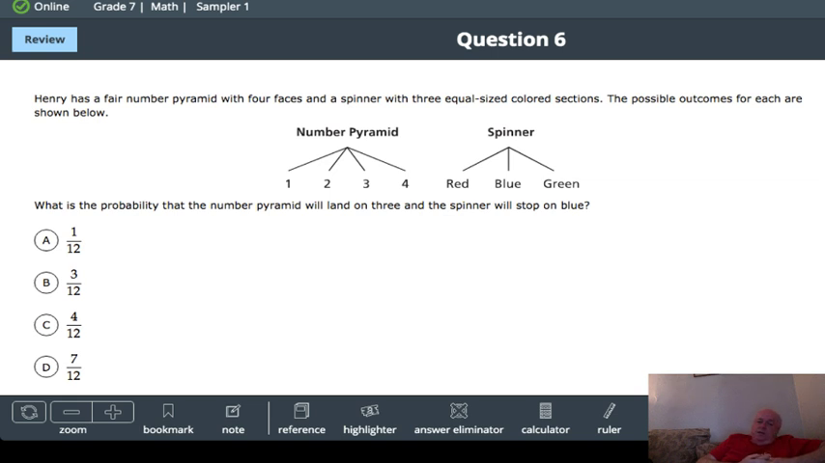So the chance of the number pyramid landing on 1 to 4 is a quarter, and the chance of the spinner, because there's no shenanigans going on with that, is 1 in 3. So we have a quarter.